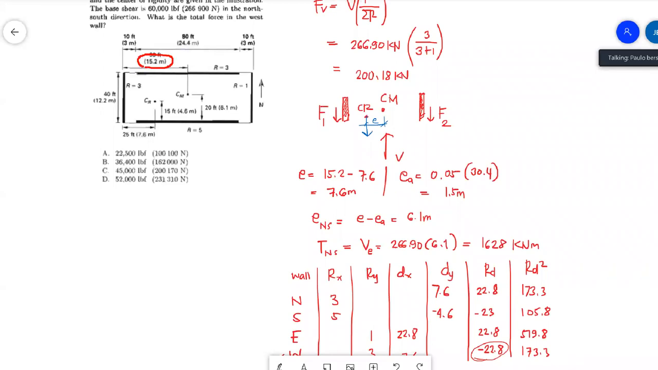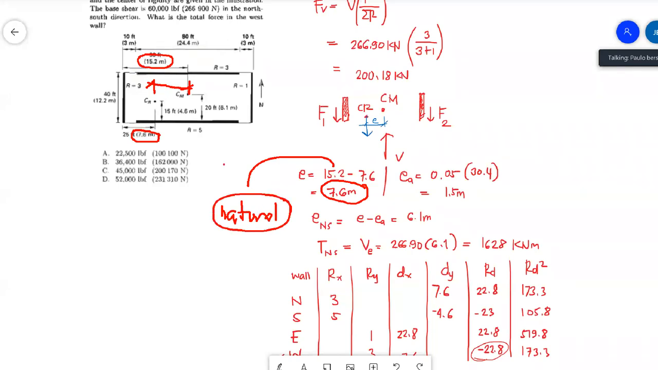Kasi half is 15.2. Yung location ng center of mass. Tapos yung location ng center of rigidity mo is 7.6. So yung difference ng dalawa, that's the eccentricity. The natural torsion. Yun yung tinatawag na natural torsion. Naalala nyo, sa STAAD, di ba? May clinic tayo na factor for natural torsion. Ito yun. No, yung difference ng location ng center of mass and center of rigidity.